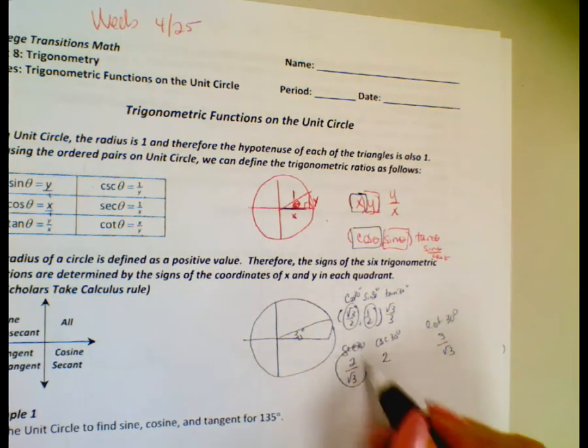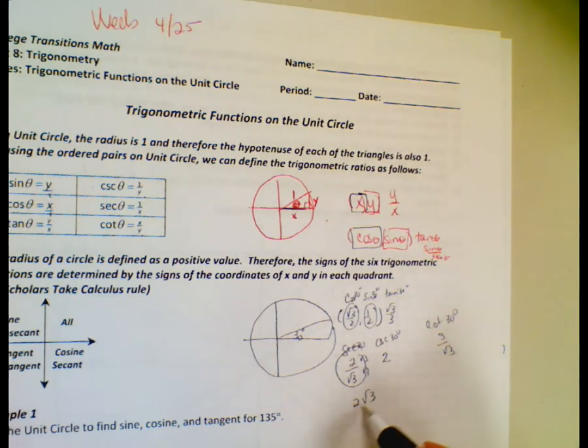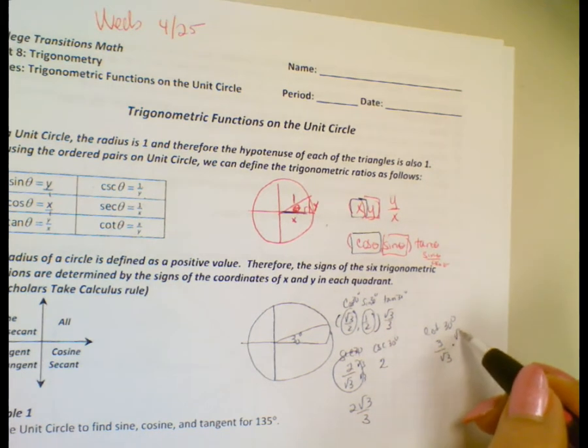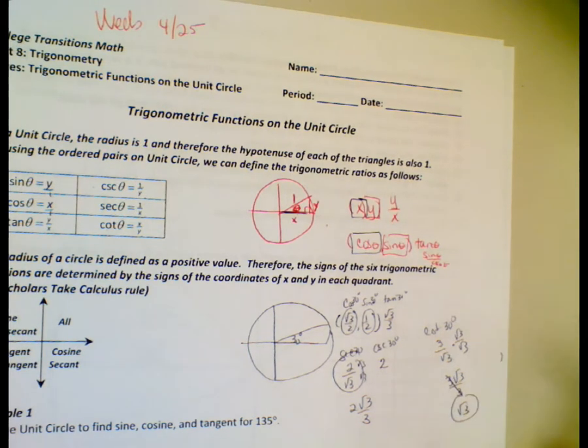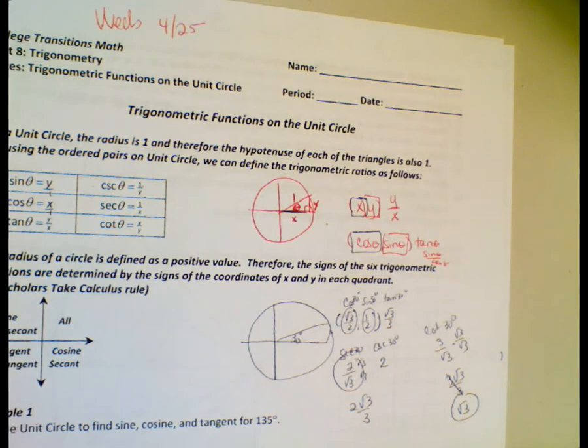Now, if you wanted to rationalize this one, you would multiply by radical 3. So technically, this is the better answer for secant of 30. And on this one, if you rationalize cotangent of 30, you'd get 3 radical 3 over 3, which is just radical 3. Is that a lot, what I just said?